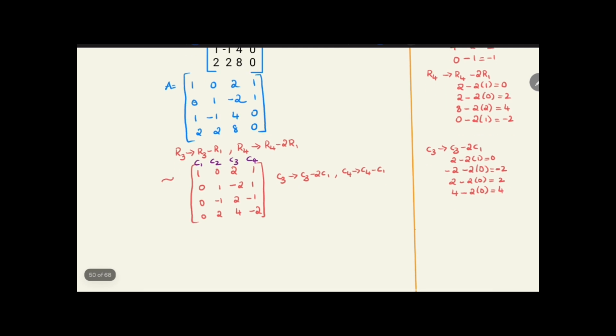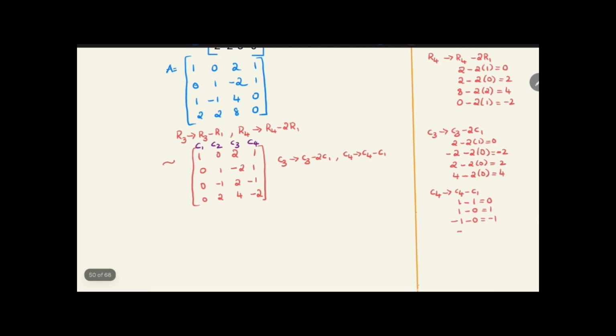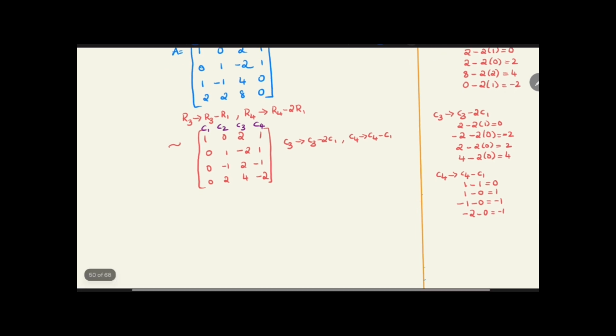Now what is the next operation? C4 implies C4 minus C1. What is the first element of C4? 1 minus first element of C1, which is 1, that is 0. Next, second element of C4 is 1 minus 0, it is 1. Third element of C4 is minus 1 minus 0, which is minus 1. And the last one is minus 2 minus 0, it is minus 2. Now let us replace these two columns now. So first column remains the same, 1 0 0 0.